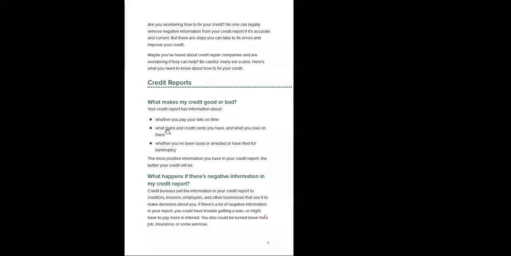And again, my iPhone buddy, what happens if there's negative information in my credit report? These are things that you can do that we talked about. Because sometimes credit bureaus sell information in your credit report to creditors, employers, insurers, or businesses. They use it to make decisions about you. And if there's a lot of negative information in your report, you could have trouble getting a loan or might have to pay more in interest. You could also be turned down for a job or insurance or some services.